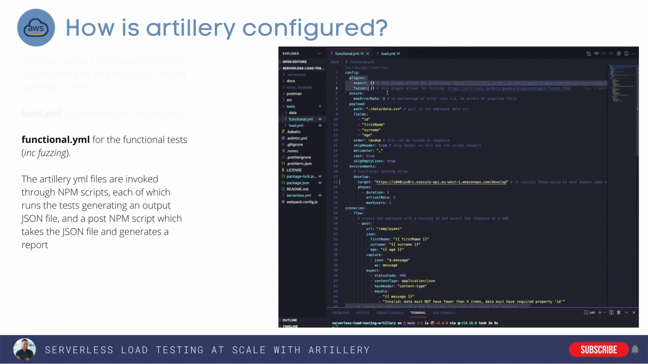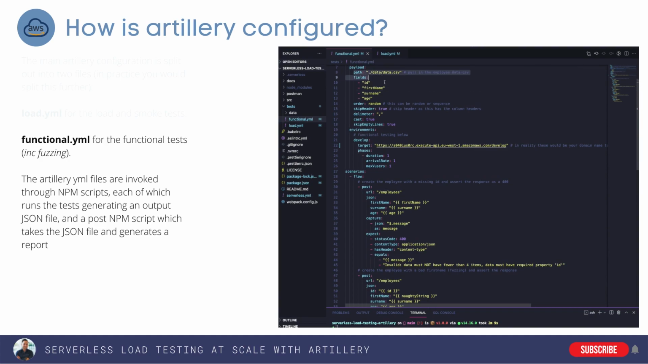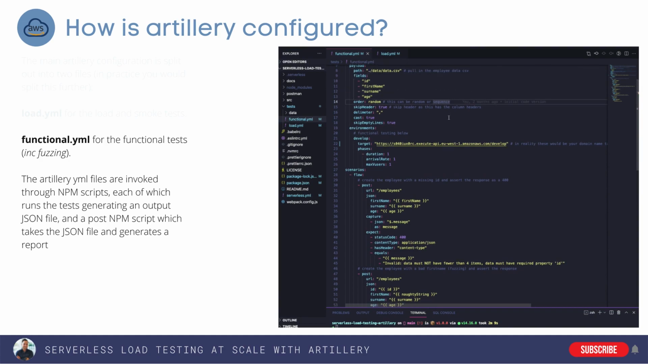Now let's have a look at the configuration for the functional.yaml. We can see that we have the plugin section with the fuzzer and expect plugins, and we check that there's a max error rate of 0, i.e. we have no errors returned on the API. We then have the payload as before, coming from the data.csv file.